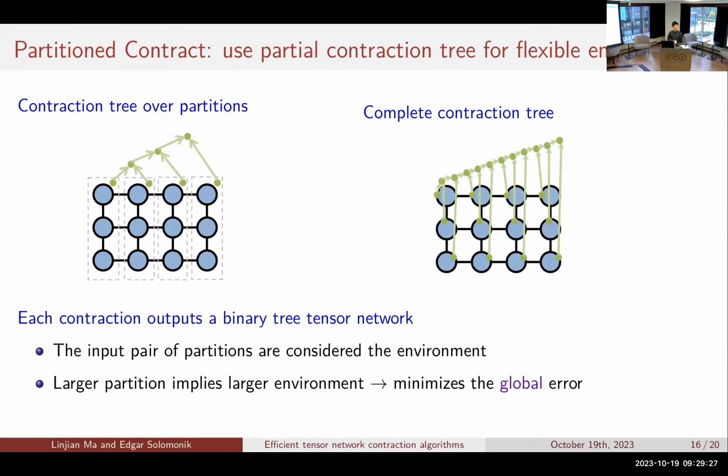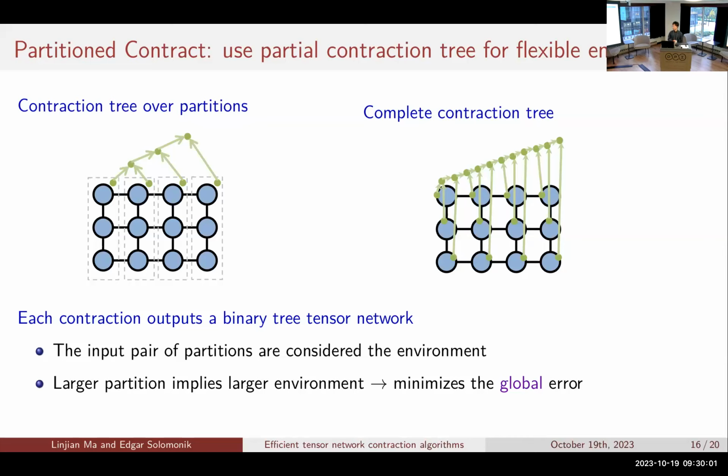On top of this normal equation-based algorithm, we propose another scheme called partition contract that is able to flexibly use the environment. Different from the previous contraction algorithm that uses a complete contraction tree, partition contract uses a partial contraction tree. In the partial contraction tree, each leaf vertex represents one partition of the input tensor network. And each intermediate vertex represents the contraction output of these input partitions.